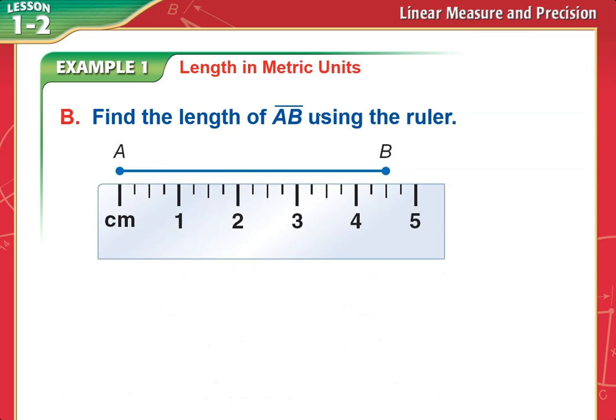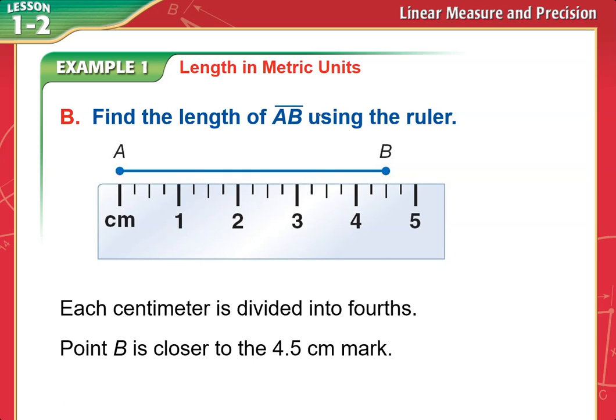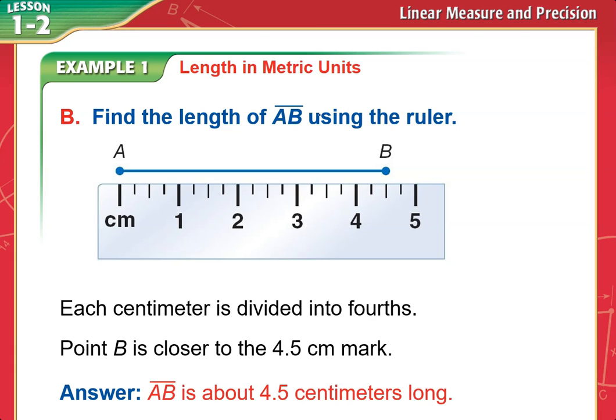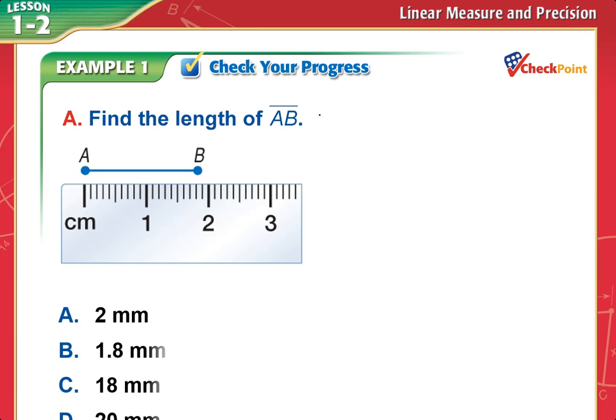Find the length of line segment AB using the ruler. Each centimeter is divided into fourths. Point B is closer to the 4.5 centimeter mark. So we say line segment AB is about 4.5 centimeters long. Check your progress. Find the length of line segment AB. If you can't see that last answer, it says 20 millimeters. And the answer is 18 millimeters because it's not all the way to the 2.